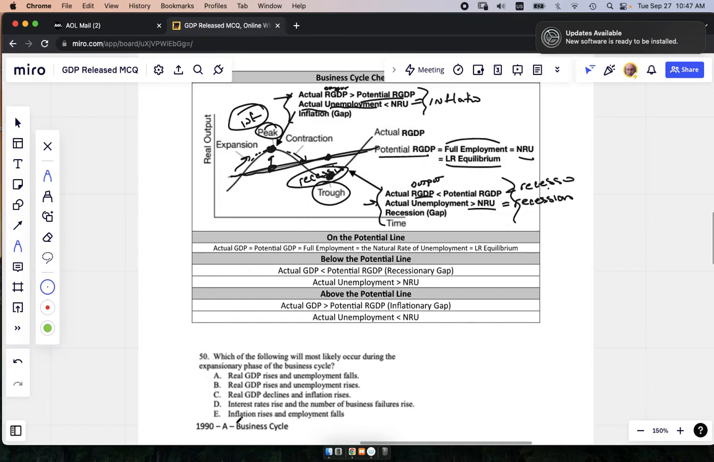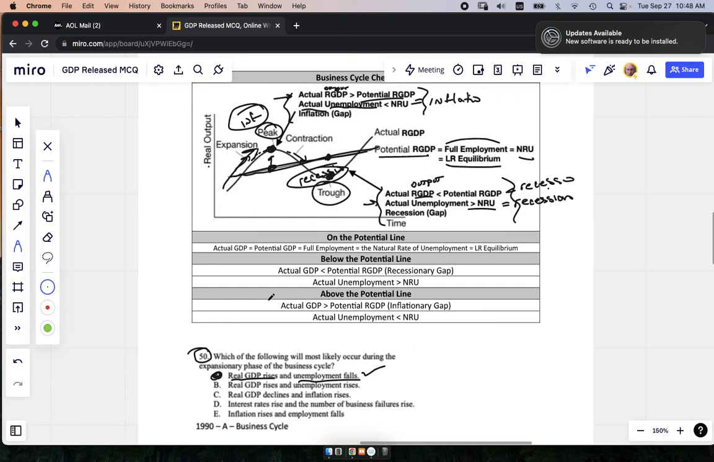Let's take a look at number 50. This is from 1990. It's the only released business cycle question. They don't test it often, but we should probably expect at least one question on an exam. But I don't have many examples. Which of the following most likely occurred during the expansionary phase? Well, we know it's A. We know that there's going to be more output. Output is going to increase, and we know unemployment is going to go down. As output increases, people are making more stuff. That means people have to be hired to make that stuff, which means unemployment falls.